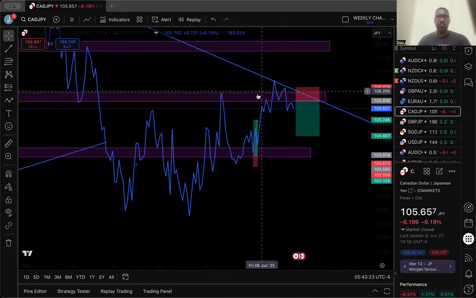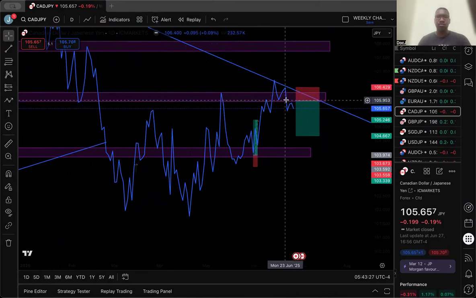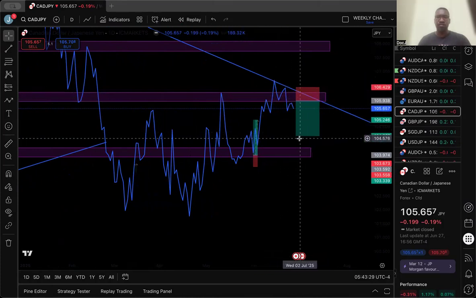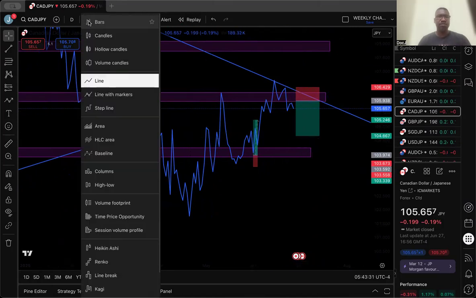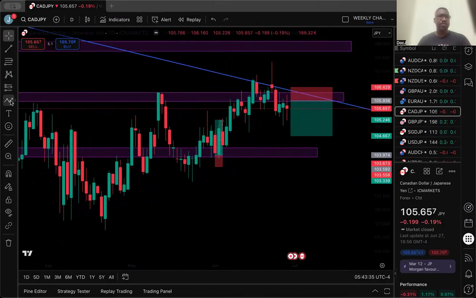So let me show you what I mean. This was the support here when price was above, broke through support, retesting it currently, preparing to sell off, all right? So what I want to see here is price come back into this zone and then sell, right?